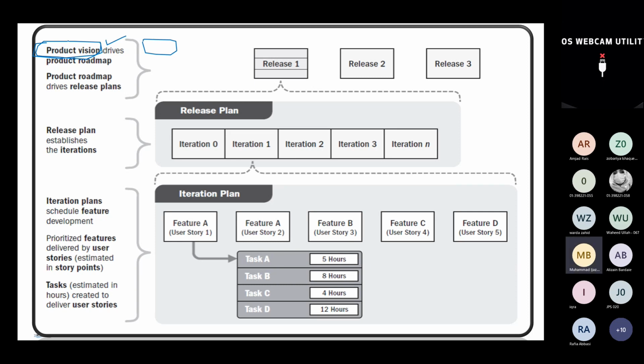That means it will give you high level requirements, correct? The high level objectives. Is it basic clear? Yes sir, they will be basic, high level means only basic requirements, not detailed. Okay. Now, based on this product vision, we will prepare a product roadmap.